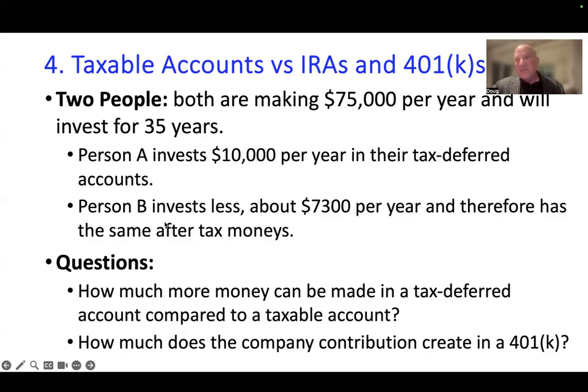Person B says, no, I'm not going to take that 401k. Turns out they're only going to have about $7,300 to invest, and we'll see that in the spreadsheet coming up. So there's a couple of questions. How much more money can be made because of this additional amount, $2,700, in a tax deferred account compared to the taxable account? How much more can you make over that 35-year period? And then how about this company contribution?